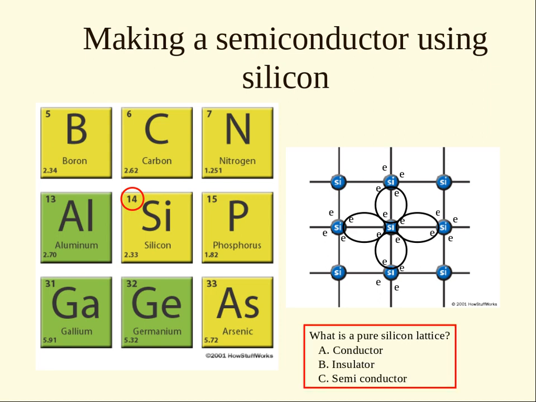So if you have a lattice of silicon together, the question is, what is a pure silicon lattice? This is kind of a trick. I'm going to tell you right now it's a semiconductor because it has some free atoms. It doesn't have a lot. It doesn't have 0. It just has some atoms that it's allowed to flow about.